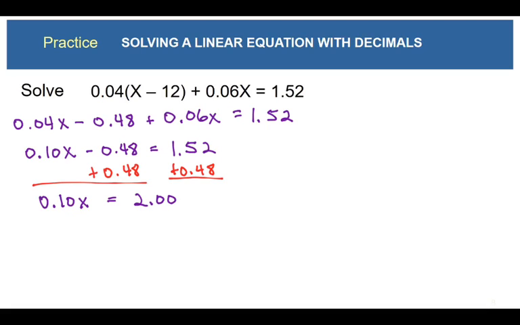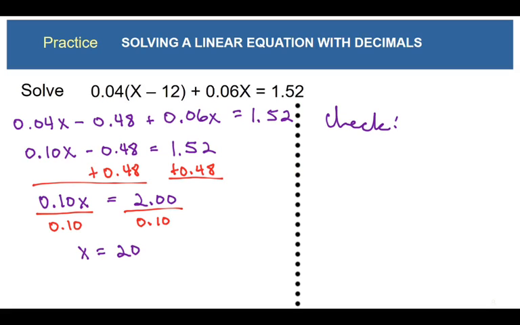Of course, the zeros don't mean anything. It's just the way it came out when we added with 2 decimal places. I just kept the decimal places there. And let's divide both sides by 0.10. And that's going to give us x equals 20.